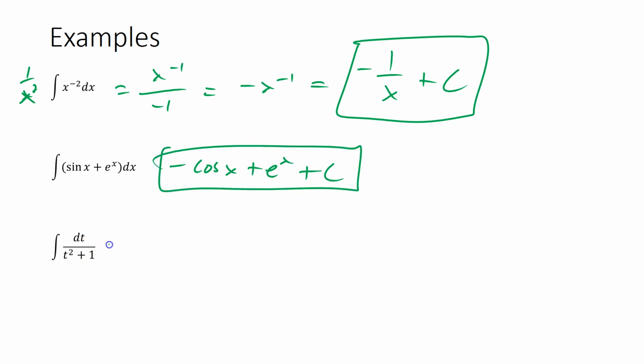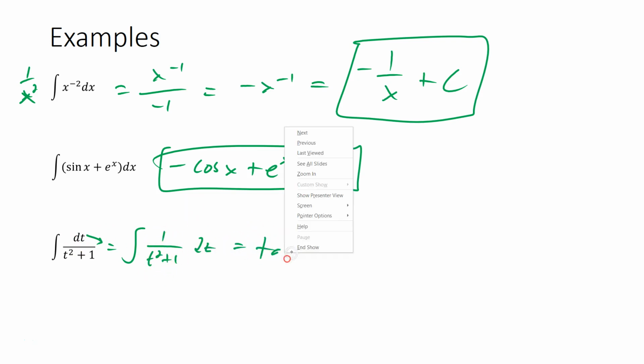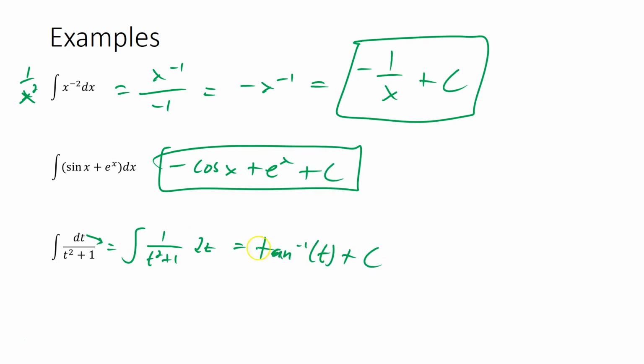All right, this guy, I'm going to rewrite that because you guys don't like the dt on top. I know. You can just slide it off if you don't like it. So we have 1 over t squared plus 1 dt. That's the derivative of what function? I think it's tangent inverse. That's tangent inverse of t plus c.